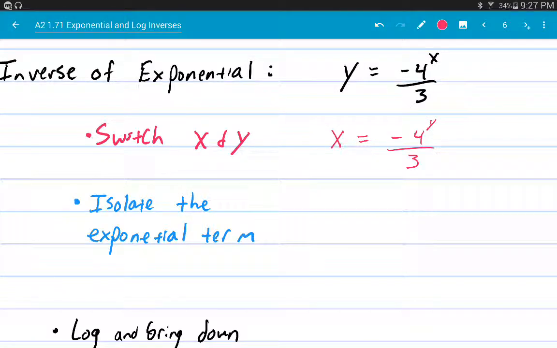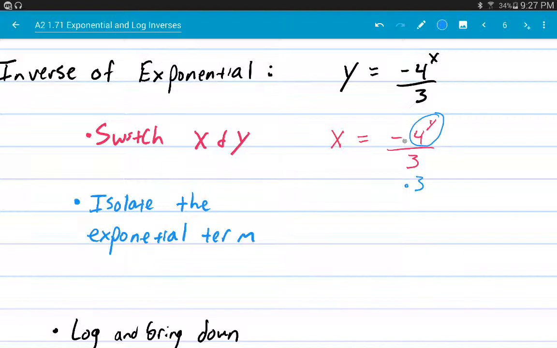Now I need to isolate the exponential term. So let me see what the exponent is even on. The exponent is only on the 4. So to isolate it, to get it by itself, I'm going to need to get rid of the divided by 3 and the negative sign. So what I want to do is, to get rid of divided by 3, I'm going to times 3.